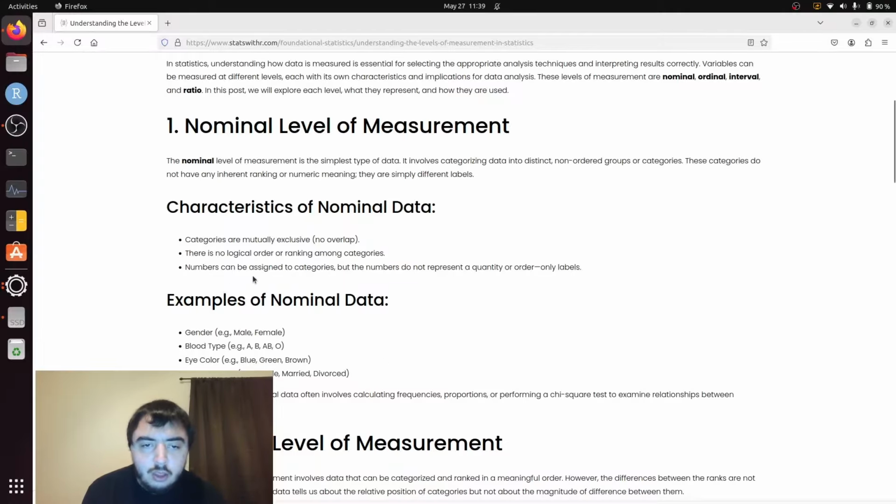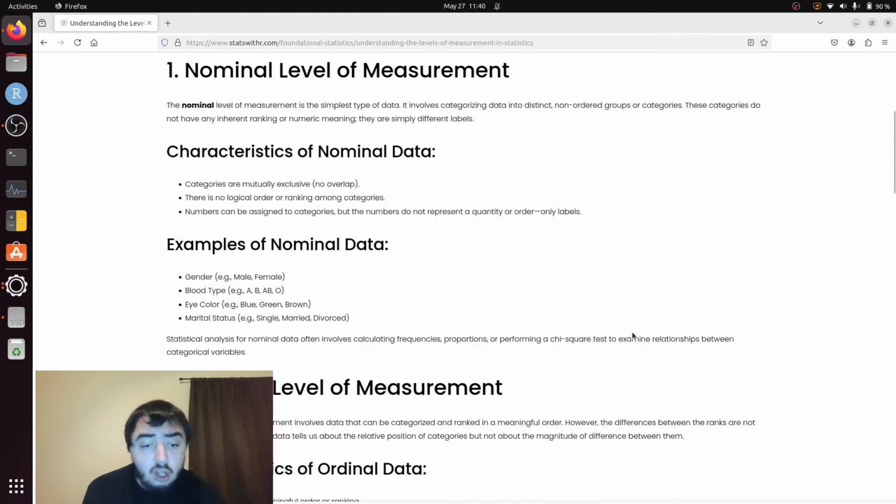Okay, so you assign categories and there's no order to it. So you can calculate frequencies and proportions and do chi-square tests. But there's nothing else you can really do with this. You can one-hot encode these and put them into a regression. But it's not the same level of specificity as you get in the other ones.